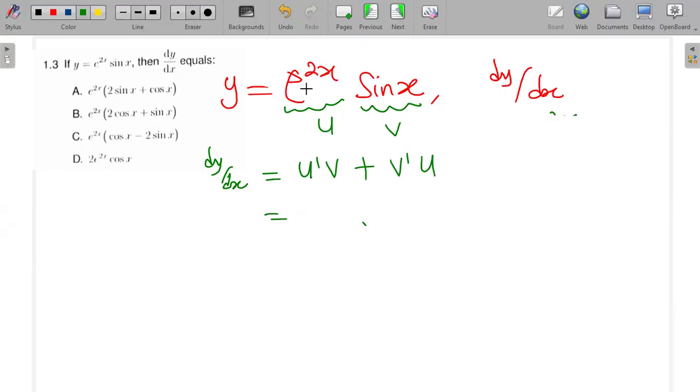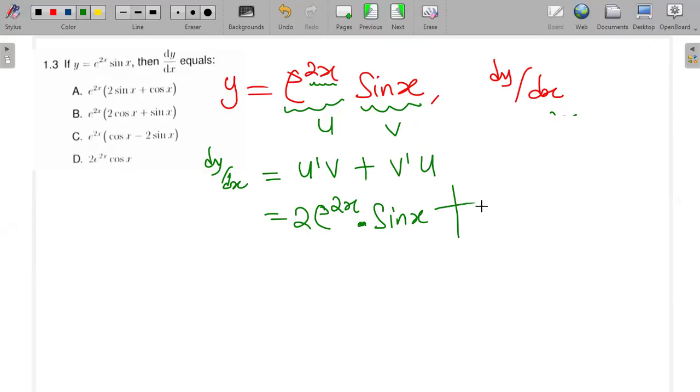My u is e to the power 2x. If I differentiate e to the power something, I just have to differentiate whatever I have in the power. So I get 2, and then I multiply it by the same function, e to the power 2x, and then multiply by the v function, which is sine x. And then I say plus. Now I have to differentiate the v.